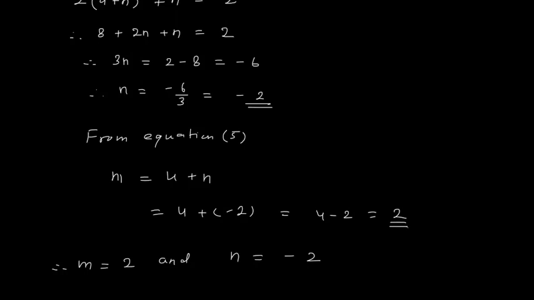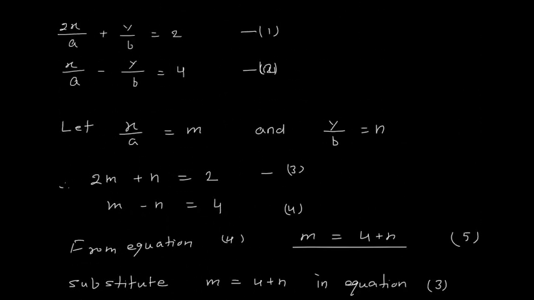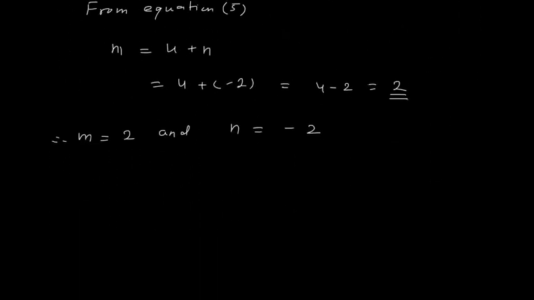Now we know that m we have substituted for x upon a. So therefore x upon a is equals to 2 and y upon b is equals to minus 2. So therefore the value of x will become 2a and the value of y will become minus 2b.